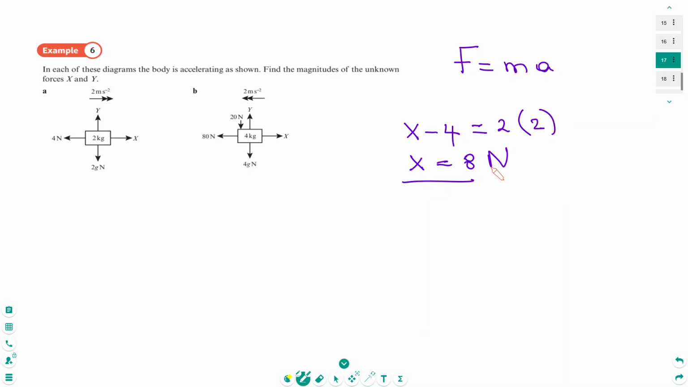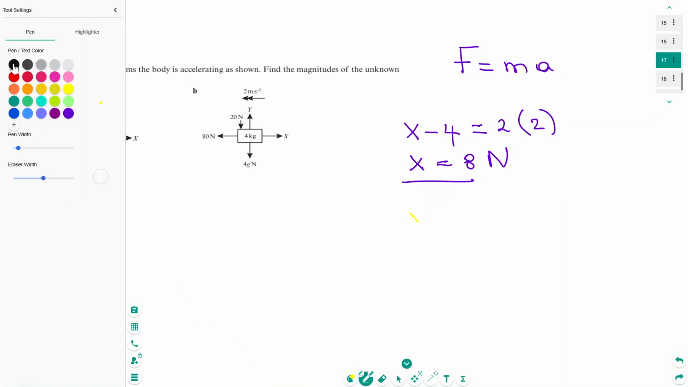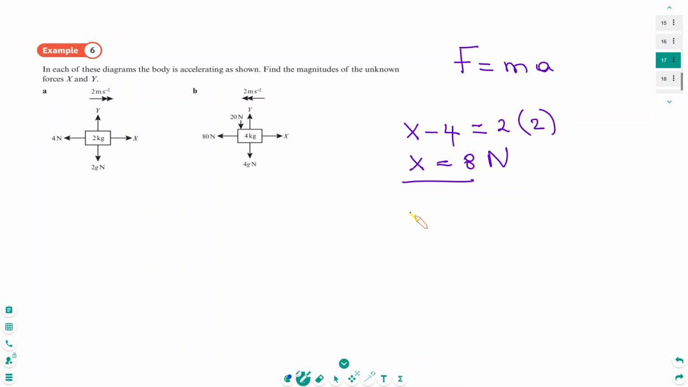In the same way, I can find the vertical forces. Because there is no movement vertically, we make the vertical forces equal to 0. They need to balance each other. So the other equation must be y minus 2g is equal to 0. Therefore, the y force is 2g newtons.